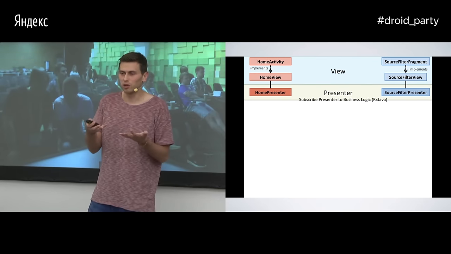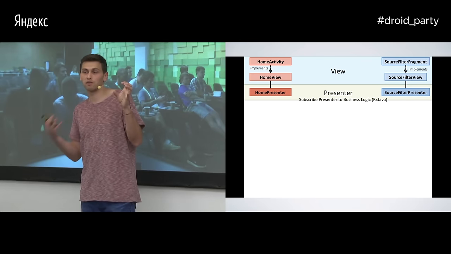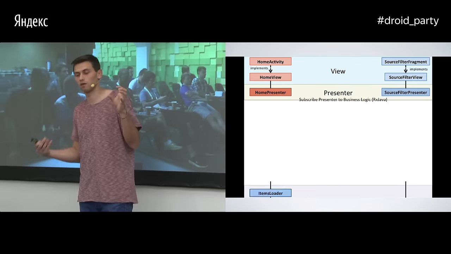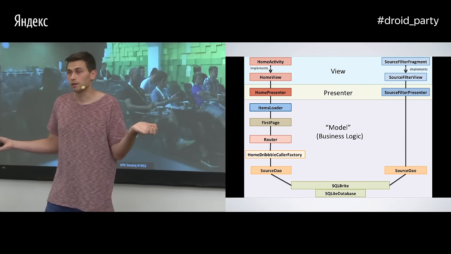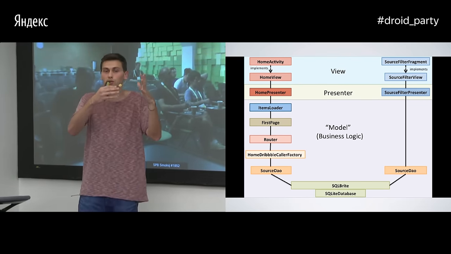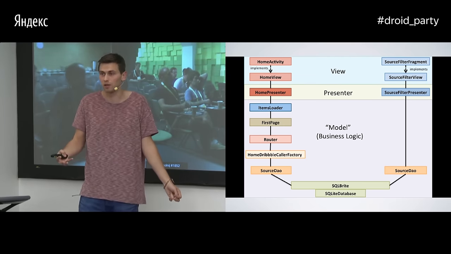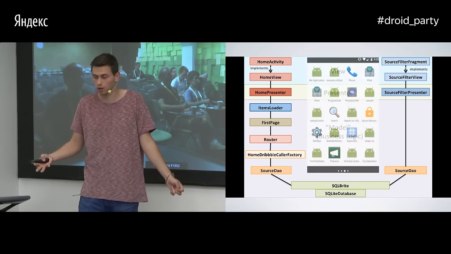What's the responsibility of a presenter? The presenter should just give the view whatever he gets from the model. So the presenter is observing the model, and that's it. Each presenter is just responsible to coordinate his view, giving him the data he gets. So the key feature here is the observer pattern. The presenter should observe the model.